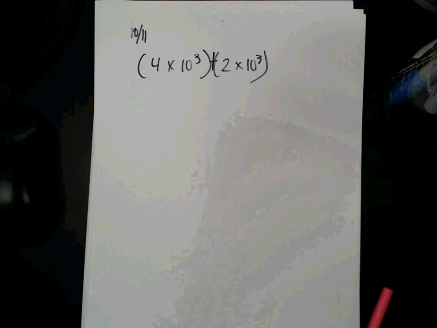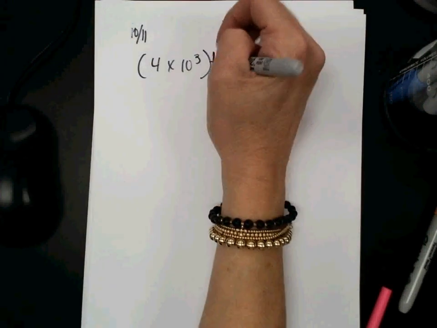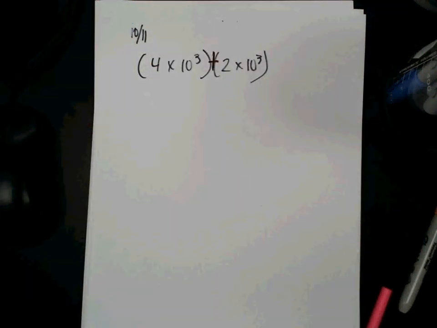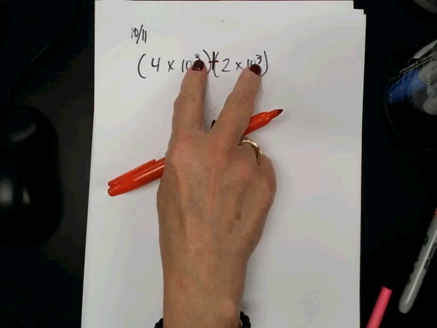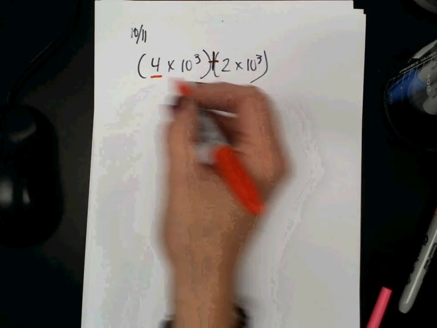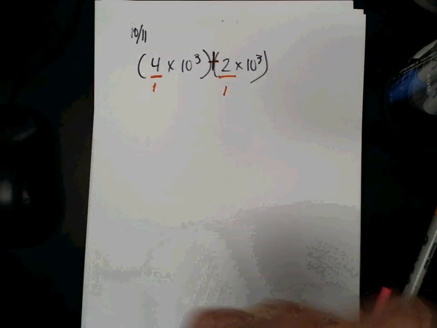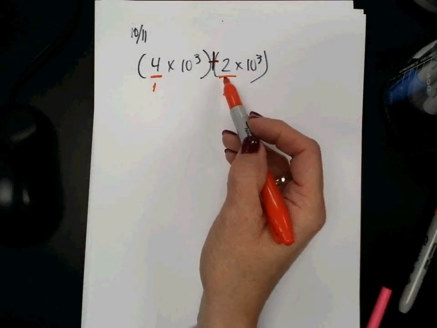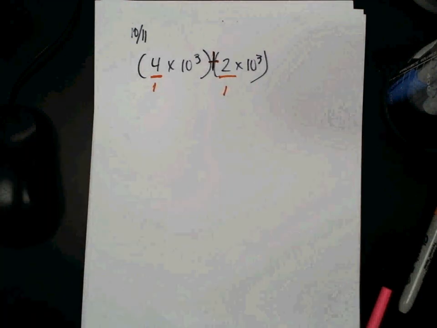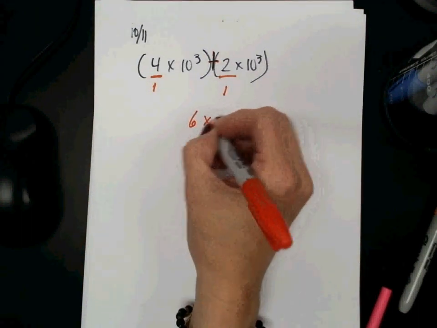Okay, so we have 4 times 10 to the third plus 2 times 10 to the third. We didn't have to do anything with our exponents. This has 1 sig fig, and this has 1 sig fig. So our answer needs to follow the rule that it can't have any more sig figs than the one with the least number of sig figs, so there's nothing to think about. So I think we just wrote down yesterday, 6 times 10 to the third, yes?